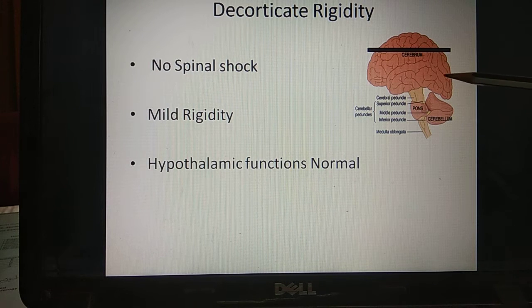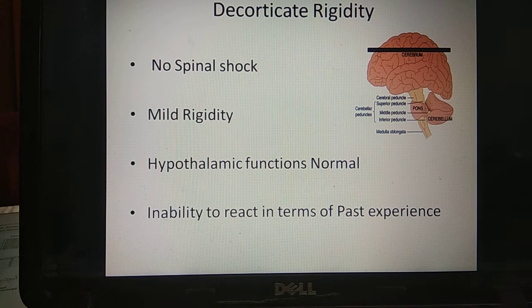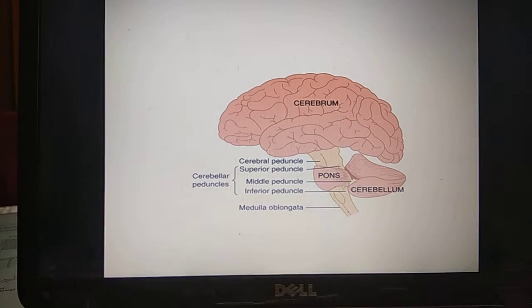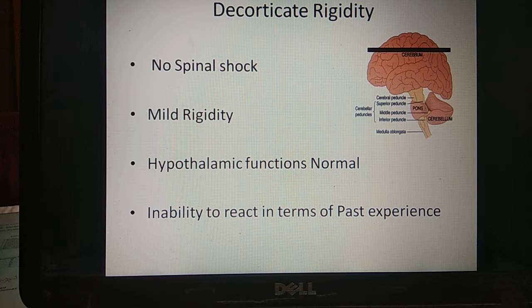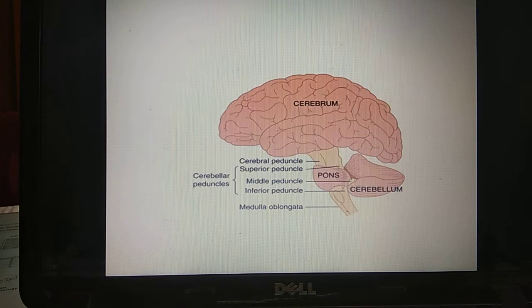Hypothalamic functions are normal because the hypothalamus is intact here. So all the functions of the hypothalamus, for example temperature regulation, thirst, appetite, will all be normal. But the main symptom will be inability to react in terms of past experience, meaning repetition or recent memory is affected. So these are the classical features of decorticate rigidity.